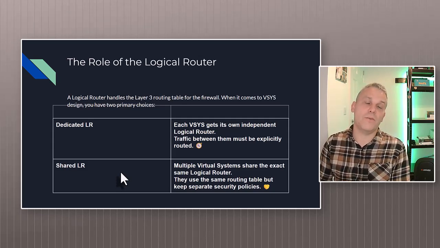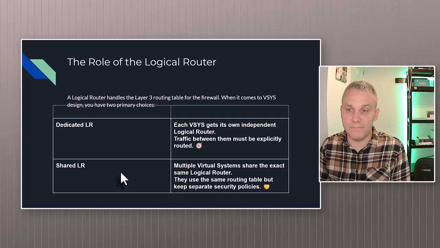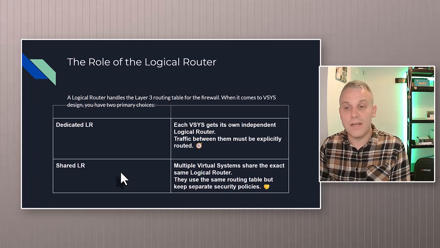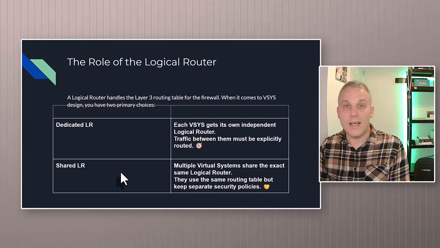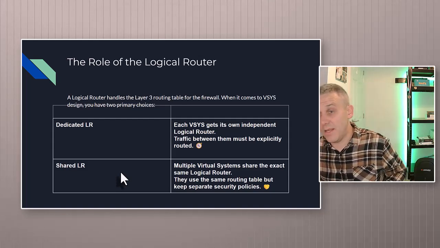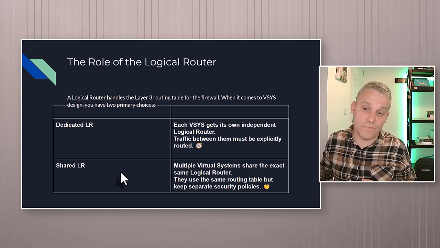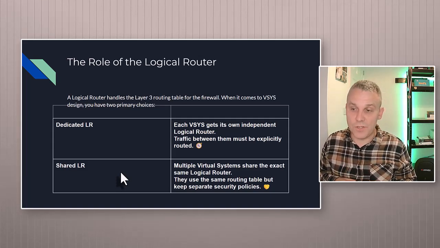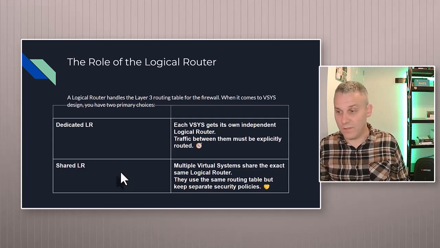In addition, you would have to create an external zone and make the virtual systems visible to each other. Now, with a shared logical router, you don't have to do the routes to the other VSYS and the return routes, but you would still have to do the external zones. Okay.